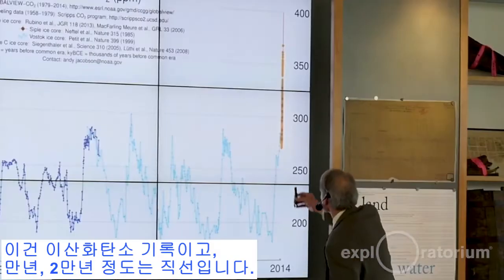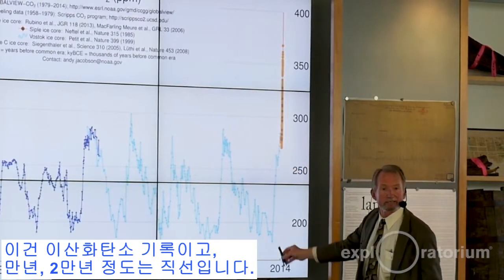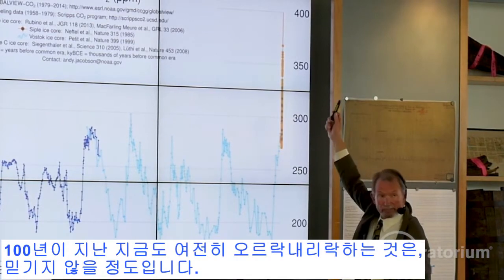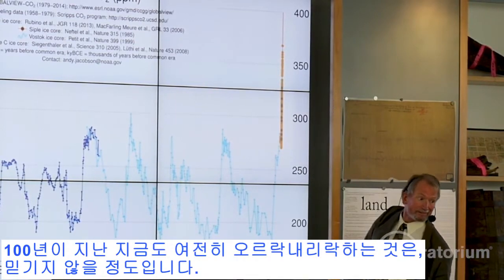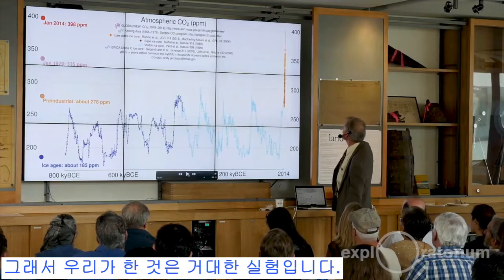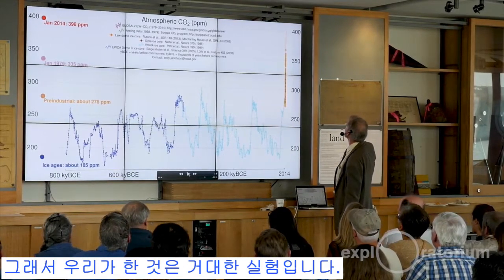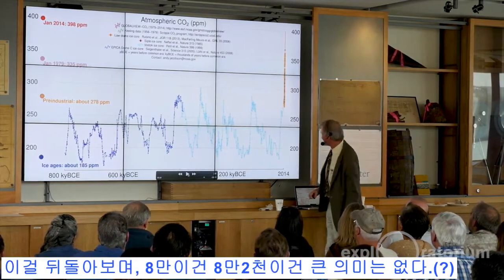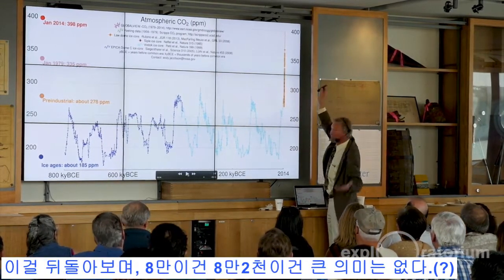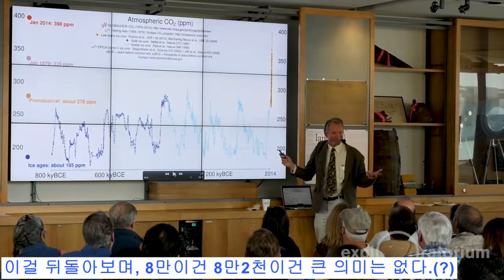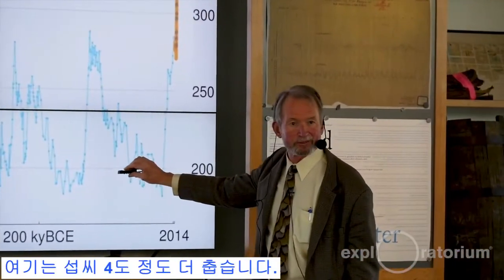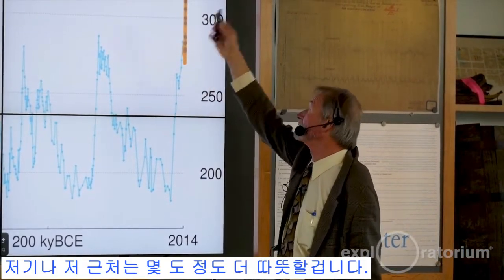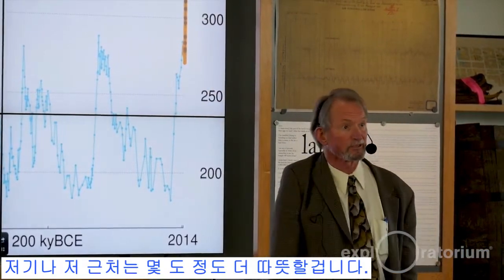Note, this 10,000 or 10 to 20,000 years here is a straight line. But on 100 years, and that's still got the wiggles in it, it's incredible. So what we've done is a huge experiment. And when we look back at this and think, well, 180, 280, 380, if you will, 4 degrees colder here. Here it is, and we anticipate it's going to be a couple degrees Celsius warmer.